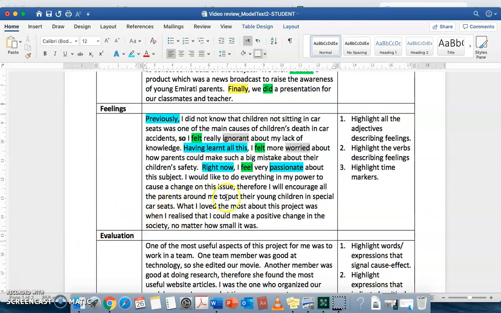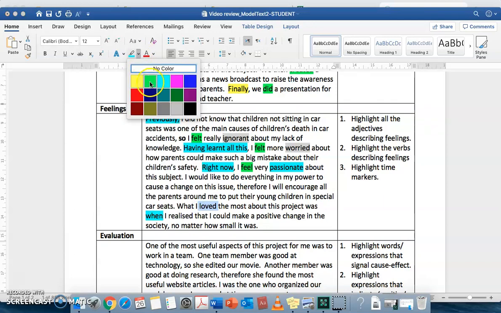The next sentence that has a time marker in it is the final sentence. What I loved the most about this project was when. So when is our time marker. When I realized that I could make a positive change. So the point that she realized that she could make a positive change is the when. And the describing word that describes our feelings is loved. Verb in the past simple.